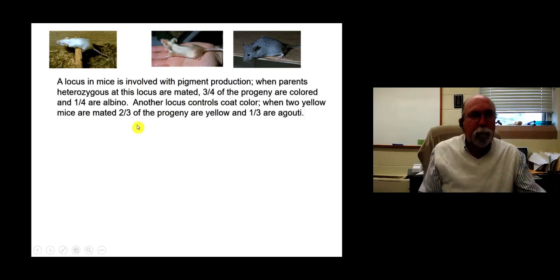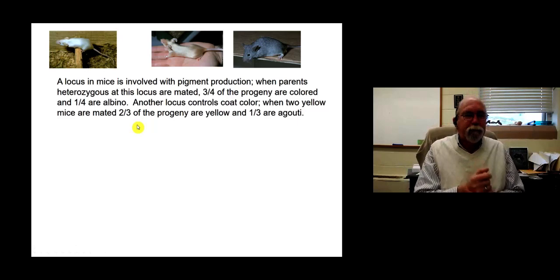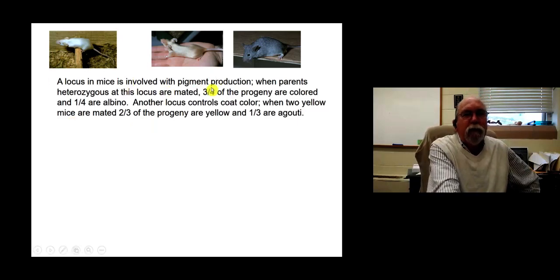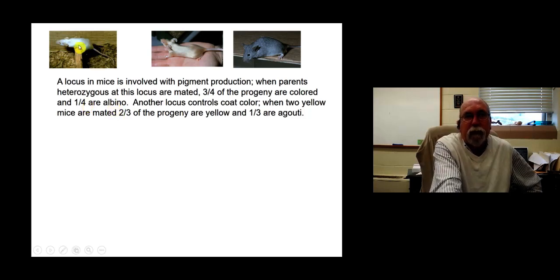All right. So what do we got? Oh boy, here's another one of those paragraphs. All right. A locus in mice is involved in pigment production. Obviously, it's pigment because you got color. When parents heterozygous at this locus are mated, 3/4 of the progeny are colored and 1/4 are albino. Sounds like a simple dominant recessive to me, right? Colored versus albino. Albino is white. Okay, that's an albino right there. Okay. The other locus controls what color you have. All right, so this first one is an on-off switch, right? 3-to-1 on-off. So that means color's dominant over lack of color.